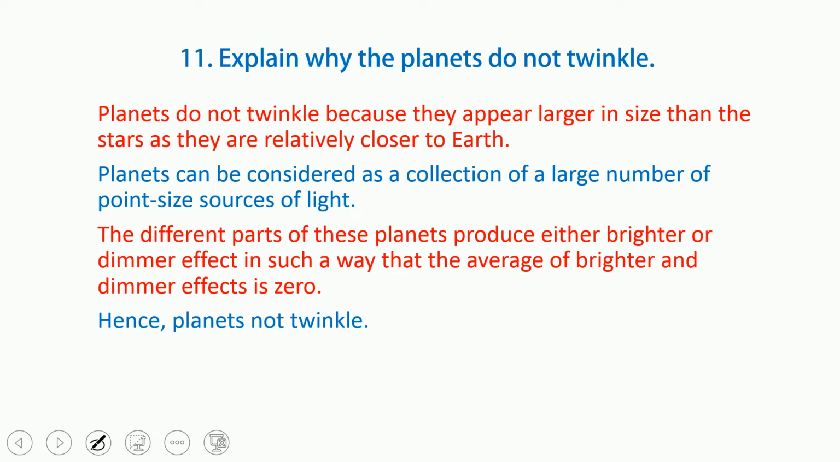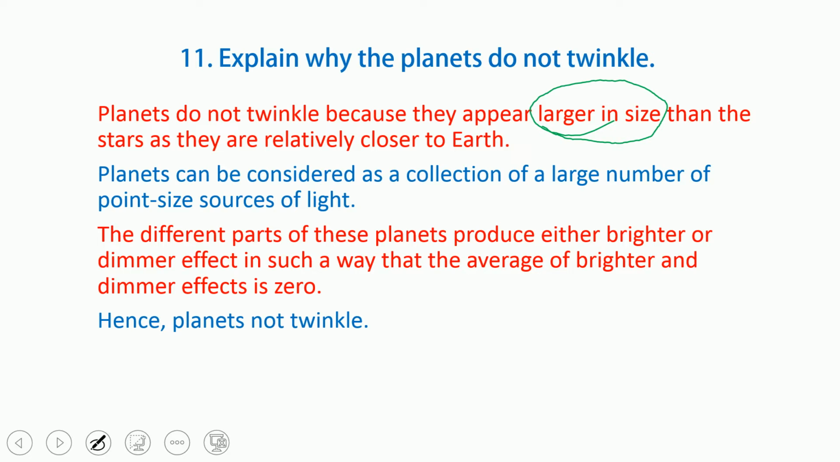Here it is: explain why the planets do not twinkle. You can also study this from the notes. Now, first, planets do not twinkle because they appear larger in size. That is one point. What is the reason? Because they appear larger in size. They are not a point source. Like that also you can include: larger in size, not a point source.